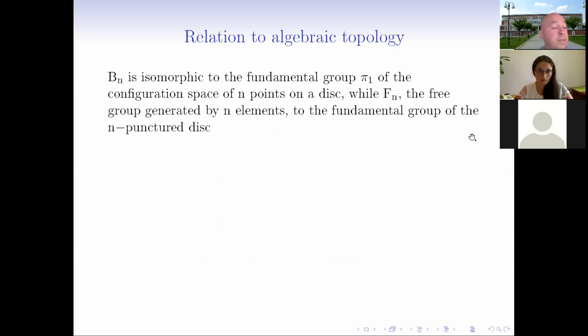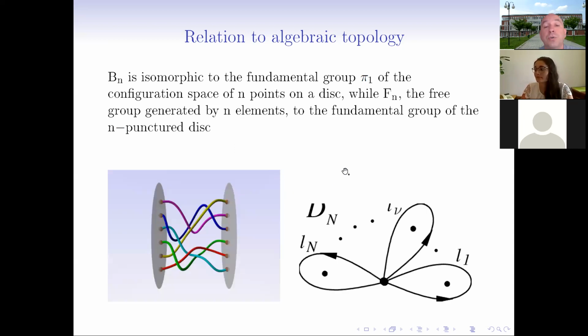Now, since we actually had the geometry school, let me give some relation to algebraic topology. So Bn is isomorphic to the fundamental group pi1 of the configuration space of n points on a disk. And the free group Fn, which is generated by n elements, is isomorphic to the fundamental group of the n-punctured disk. So let me show the pictures.